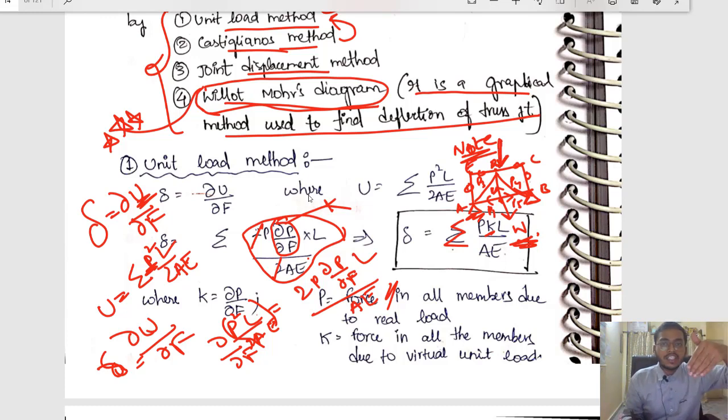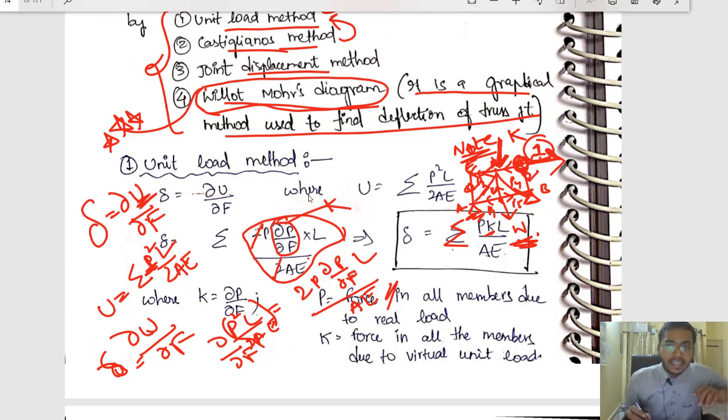If you want vertical deflection, place vertical unit load. If you want horizontal deflection, for example, at joint C, this unit load should be applied in this direction. Because of this unit load, there will again be axial forces developed in all the members. You have to calculate those axial forces. The axial forces due to this unit load are represented by K. Simple. Confused ho gaye pakka, but as we are solving problems, you will be perfect in it.